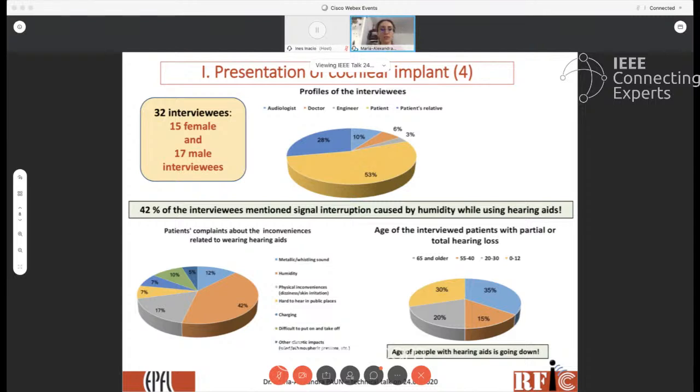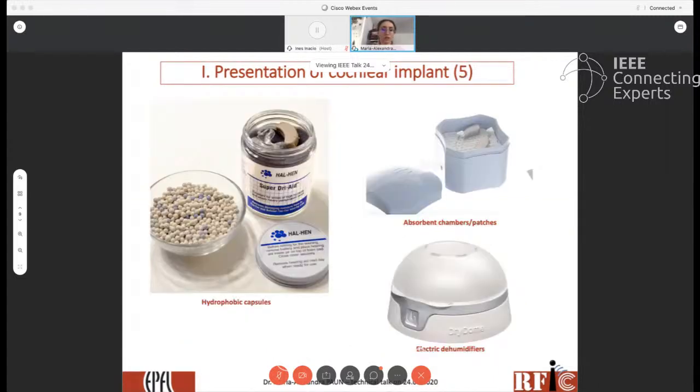Obviously here, if you have a look at this pie chart, on the left-hand side down, you can see that humidity accounts for 42% of their inconveniences. So it really makes sense to address the humidity issues in cochlear implants. On the right-hand side, on the downside, you can see the age of the people that we interviewed, and you can see they were quite young.